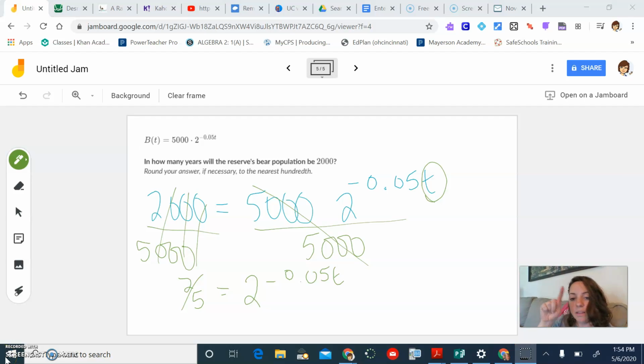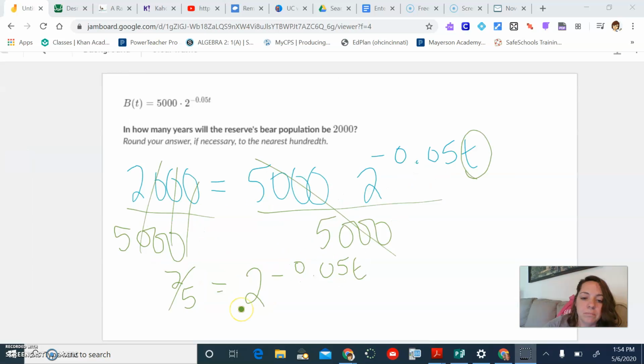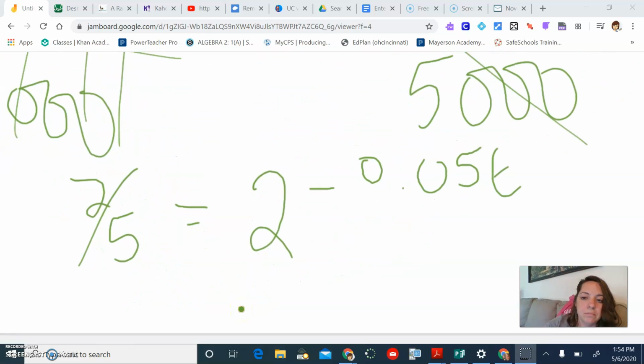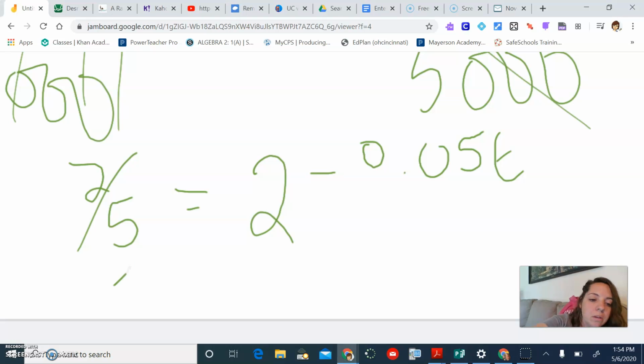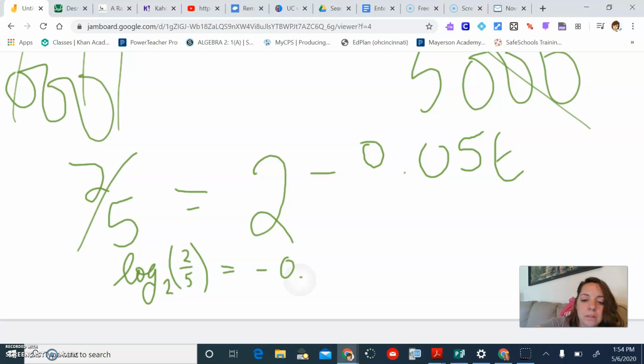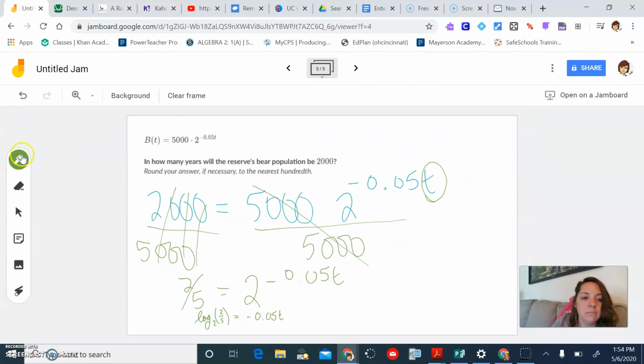to get that t out of the exponent, we're going to rewrite it as a log. So this is going to be, let's zoom in a little bit. Log base 2 of the argument, which is 2/5, equals the exponent, which is negative 0.05t. All right.